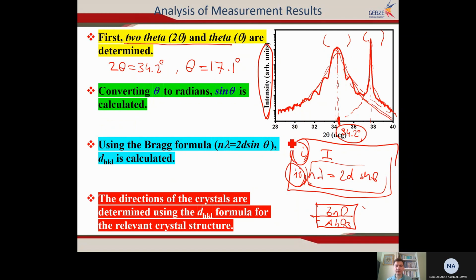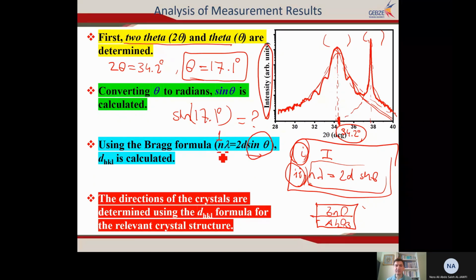17.1 degrees. Then you have theta. Then you can convert this theta to radians, and then you can calculate sine theta. You can calculate this one. Then here you will have a certain number. Put this one here. Then what we have here, usually you can take 1 here, because n and lambda must be on the order of the number on the right side. So usually we take n equal to 1.